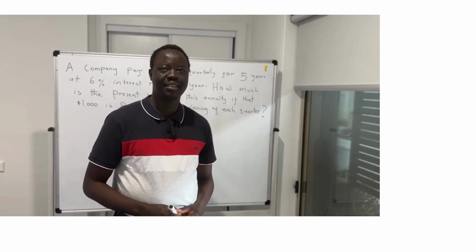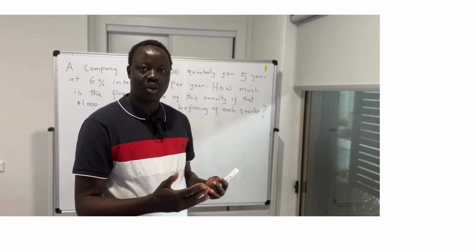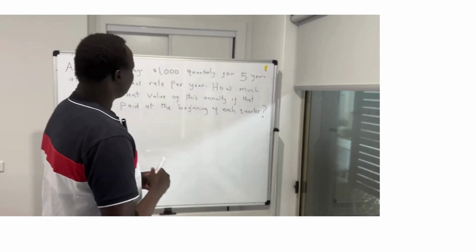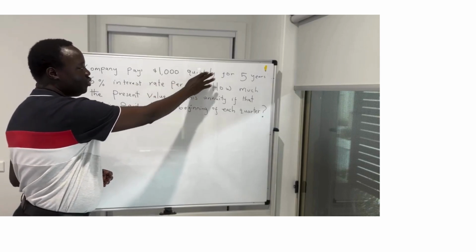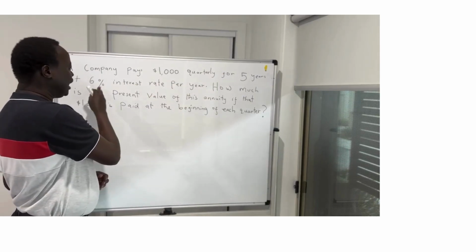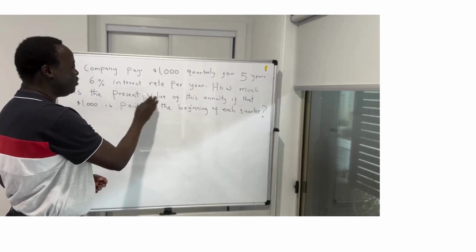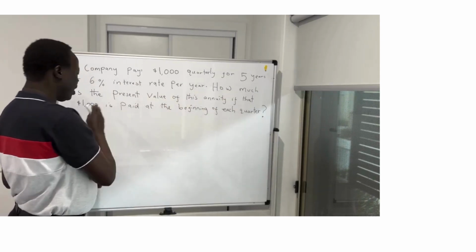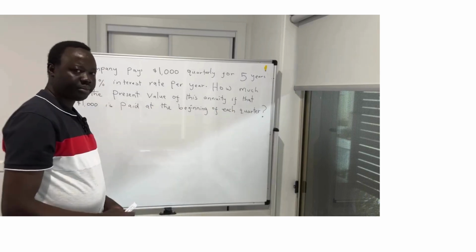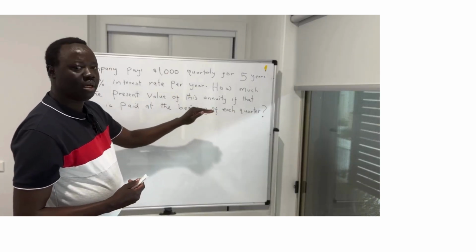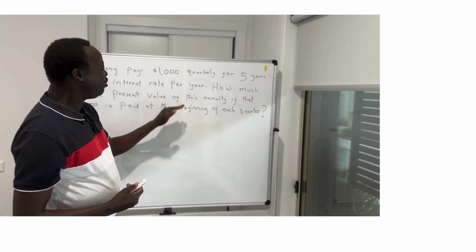My name is Dean. In today's video, you will learn how to solve a problem about the present value of an annuity due. The question says a company pays $1,000 quarterly for 5 years at a 6% interest rate per year. How much is the present value of this annuity if that $1,000 is paid at the beginning of each quarter? The payment is made at the beginning of each period, or each quarter. This one is the present value of an annuity due.